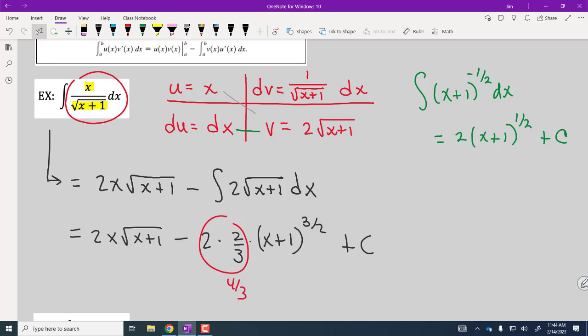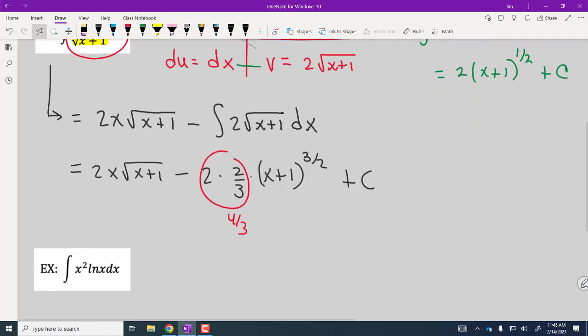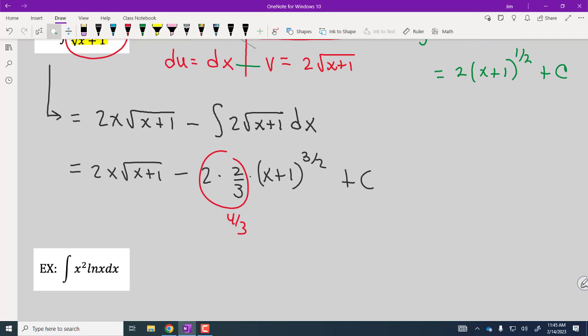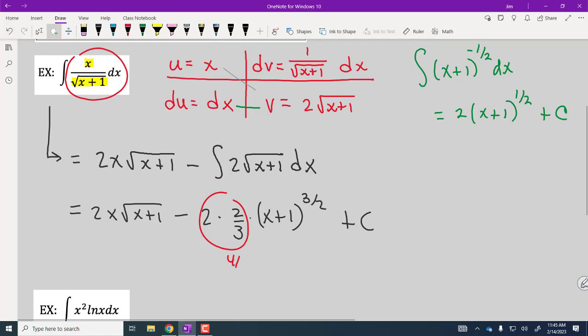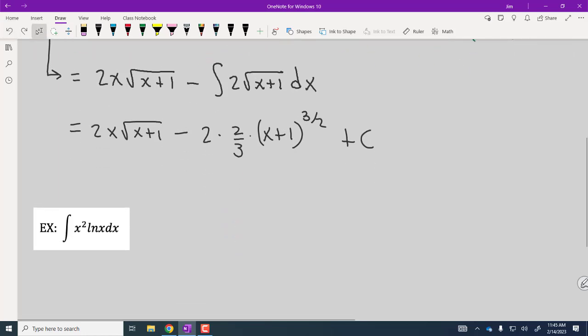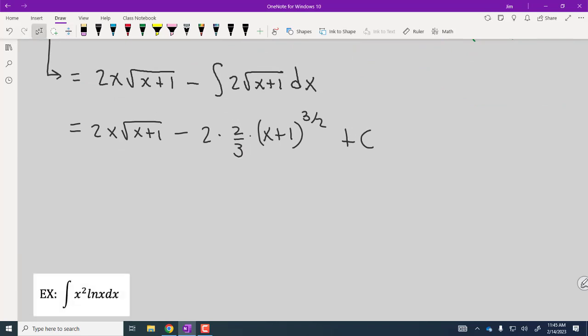Question? Yes. Done. Yeah, let me rewrite it so that it's in simplified form. Yeah, so the only thing we can do is combine that 2 and the 2/3. So yeah, this is our final answer. Final answer right here.